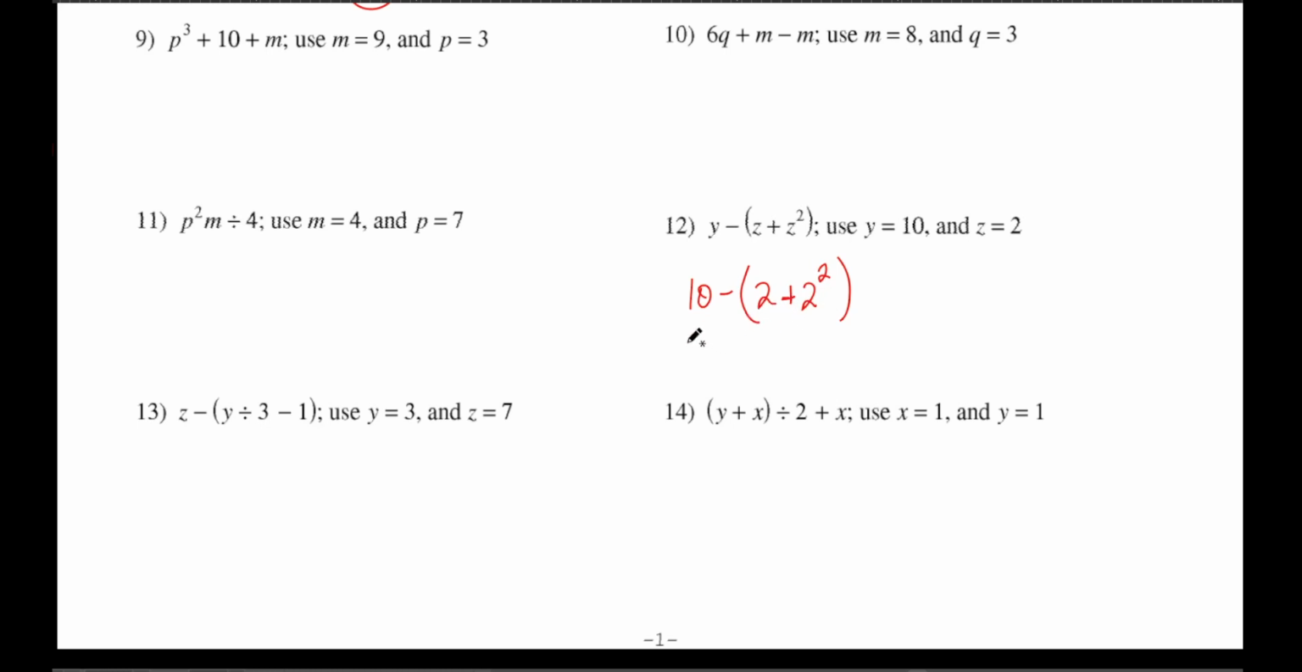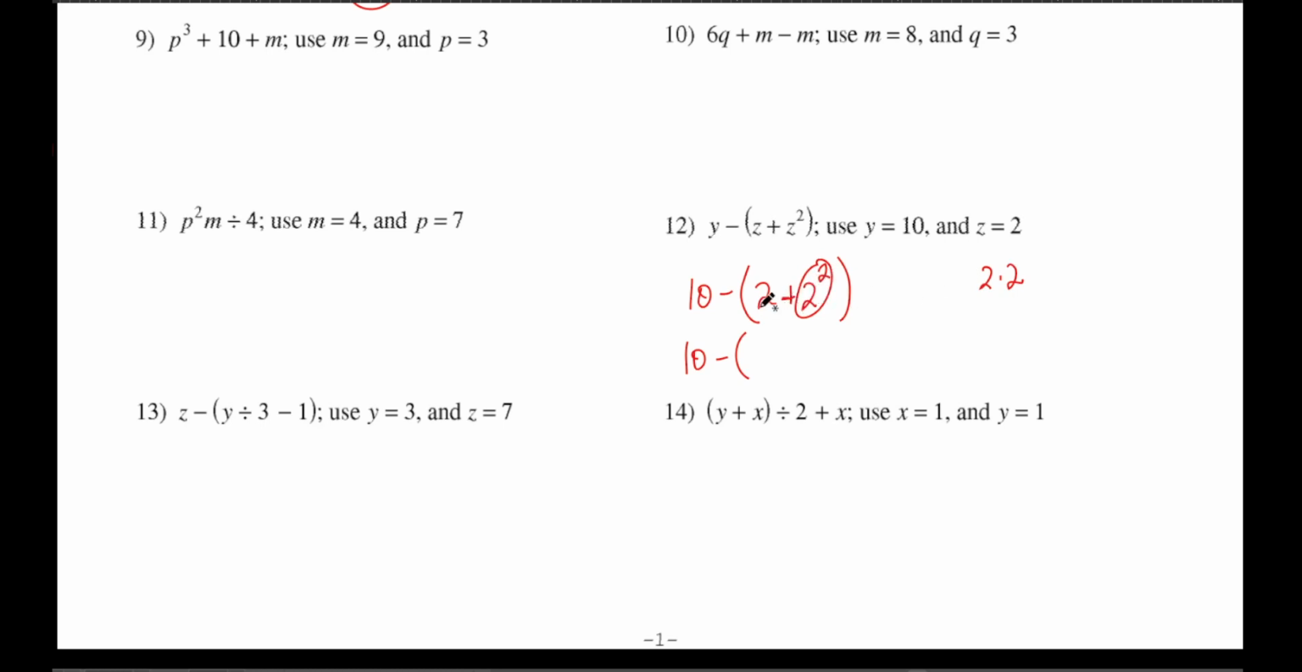So let's do the stuff in the parentheses first. So I'm just going to write down the 10, write down the minus, and then figure out what's in the parentheses. So what is that going to be right there? It's going to be 4. No, 2 squared is 4. It's 2 times 2. That's what 2 squared means.